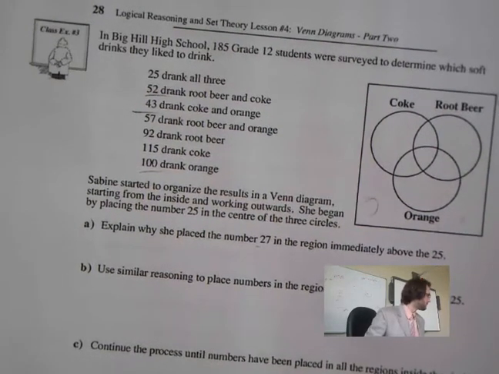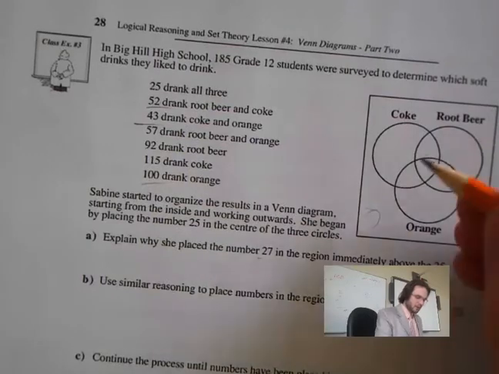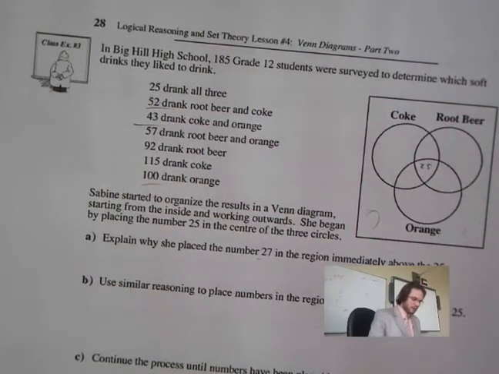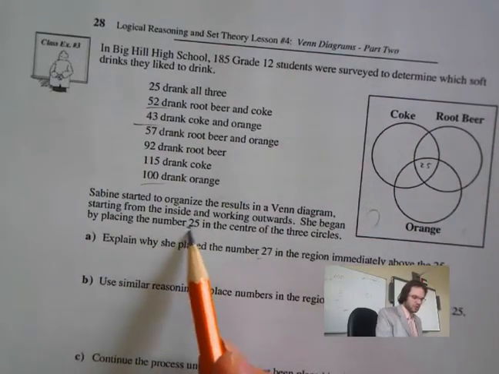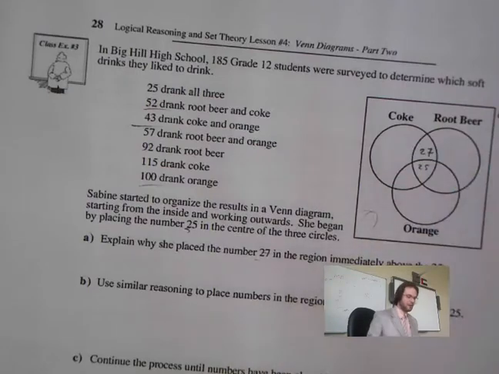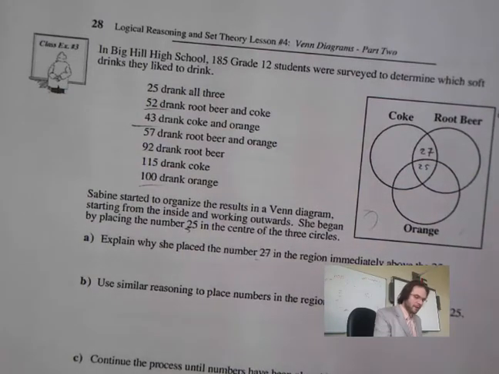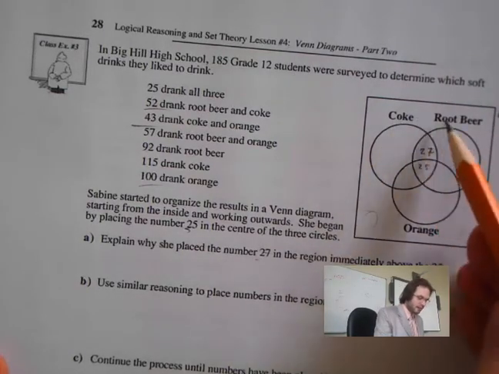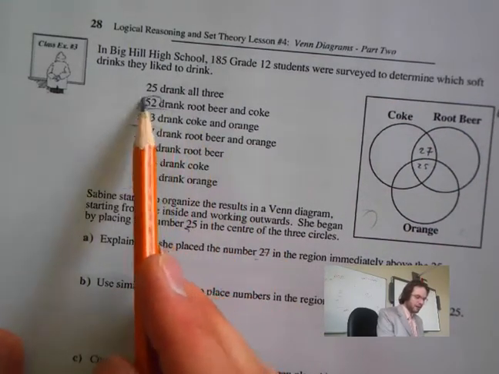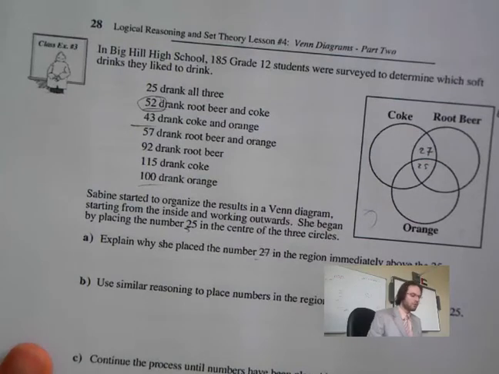So, let's take a look at this. She first puts 25 here, in the middle. That was the first thing she did. Now it says 27 above. Why would she put 27 above? Well, this is between Coke and root beer. How many people drink Coke and root beer? I take a look at that. 52 drank Coke and root beer.